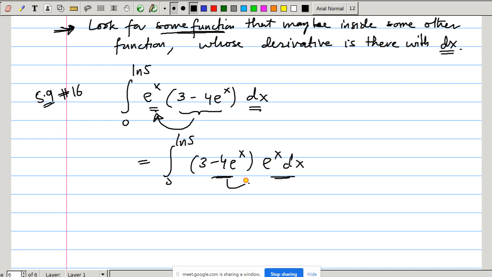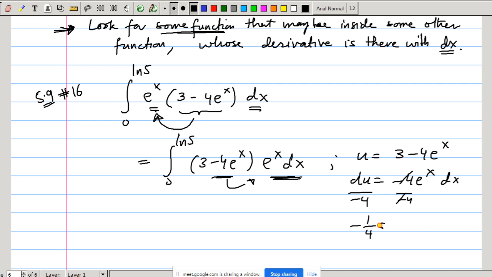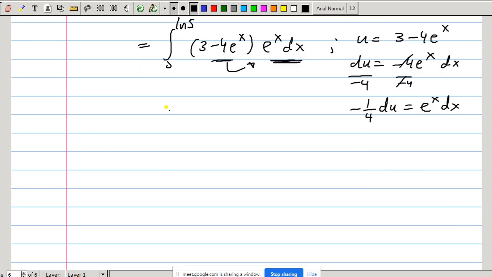Now you see the derivative of this thing is given. So I can replace u = 3 minus 4e^x. The derivative of this will become 0 minus 4e^x dx. I only have e^x dx, so I can divide by minus 4. I don't need minus 4 here. So this is gone. So I got minus 1 by 4 du = e^x dx. One thing is that now if you replace it here, this will become u, and this will become minus 1 by 4 du.